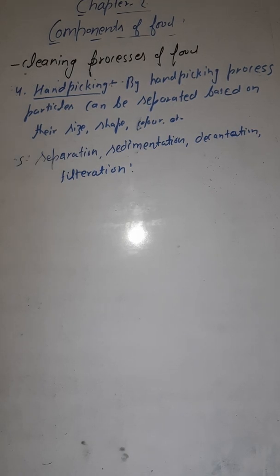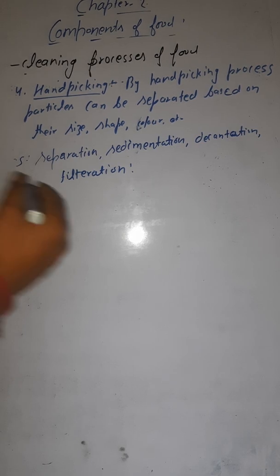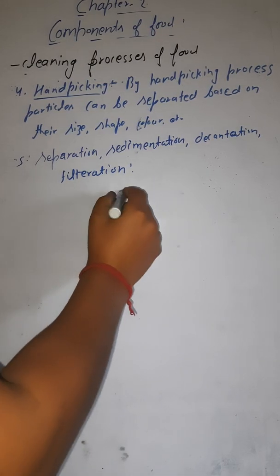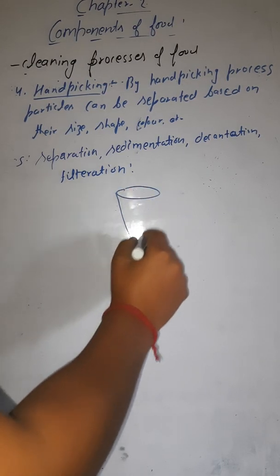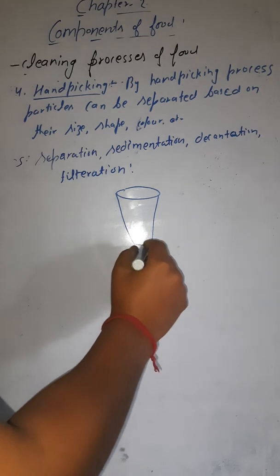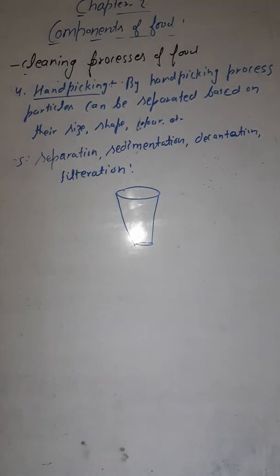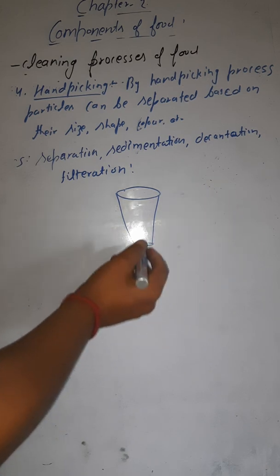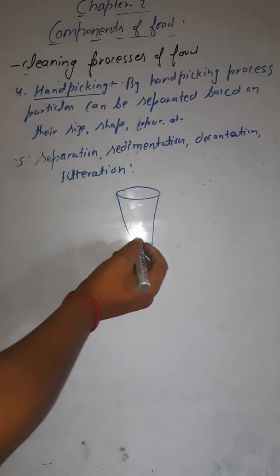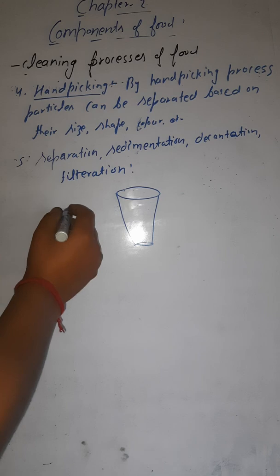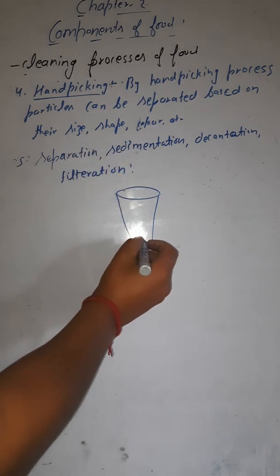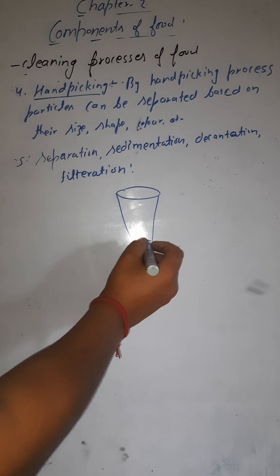So how will you clean under this process? Separation: basically, let's say I have a glass here, this is the tumbler. In this I have three things now. I have some stones, sorry, you can say sand. So if I have sand here, I have a mixture, and here you have the sand particles.